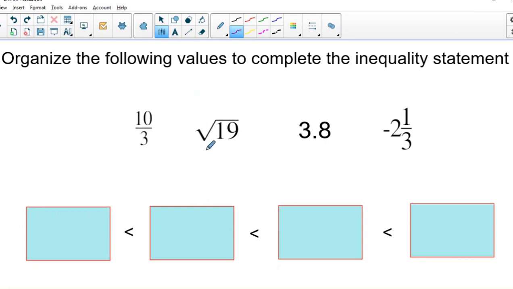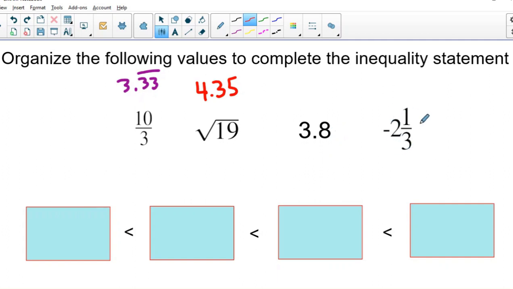You never go to the store and see, hey, these clothes are for sale, they're radical 19 off of the sticker price. You don't really see these numbers too much in real life. So it makes it easier for our brains if we convert these into decimals. If I do 10 divided by 3 on my calculator, this would give me 3.33 repeating. If I type in the square root of 19, this will give me about 4.35. This one's already a decimal, 3.8, so I can just leave that as it is.